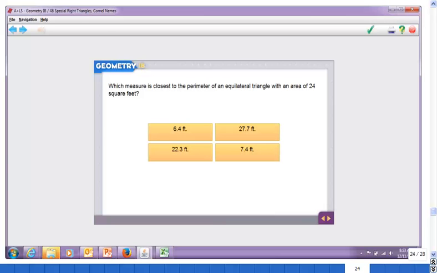Geometry. Which measure is closest to the perimeter of an equilateral triangle with an area of 24 square feet? You have four options. Which one could be? Well, let's start with what's given to us. The first fact is that we're dealing with an equilateral triangle with an area of 24 square feet.